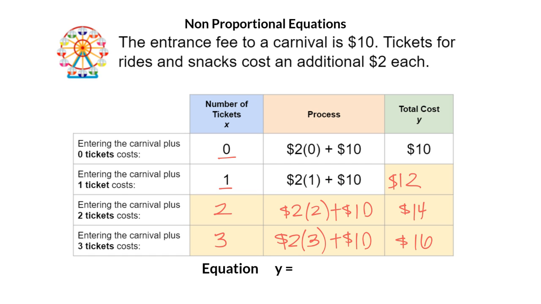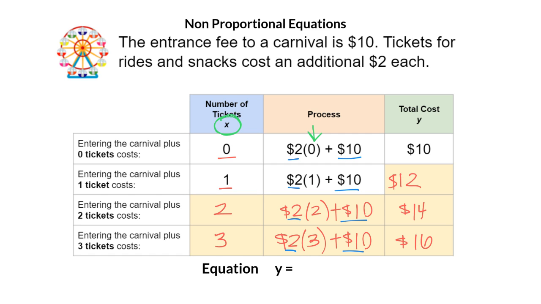What we need to look for now in the equation is something that is staying the same and then something that is changing. We can see clearly in our process column that the number 2 is being multiplied each and every time by the number of tickets. Notice how the number of tickets, though, is represented by the letter X. That is one thing that we might want to consider changing. Another thing that's also staying the same is the plus 10 at the end.